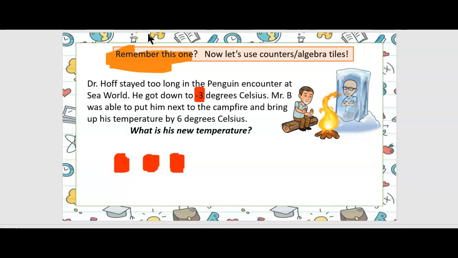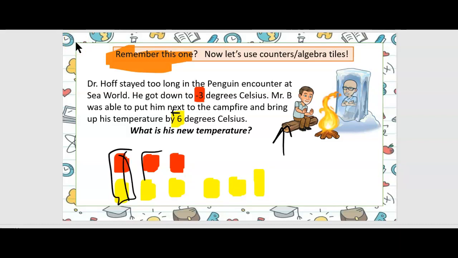And let's see, he brought him up by 6 degrees. What kind of 6 would that be if you're going up? Going up is positive. So now we're going to draw 6. 1, 2, 3, 4, 5, 6. Let's go ahead and cancel out our negative pairs. Bye-bye, bye-bye, bye-bye. What are we left with? 3 positive. The answer is a positive 3.